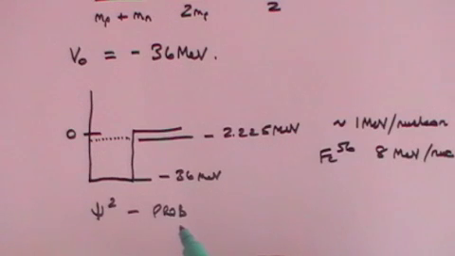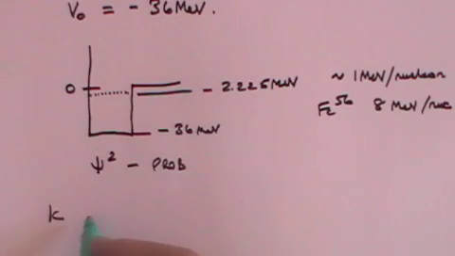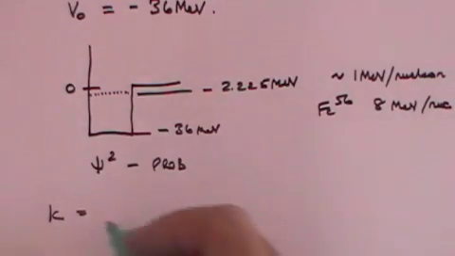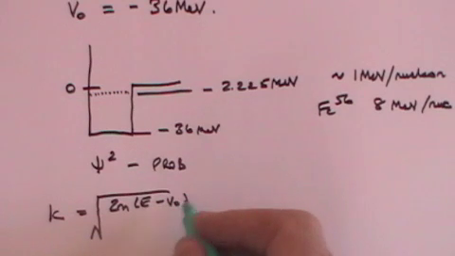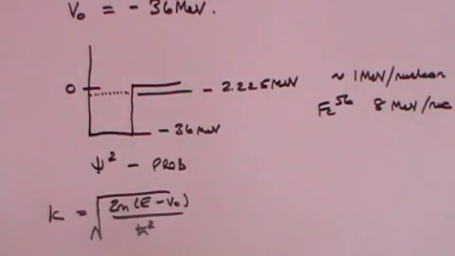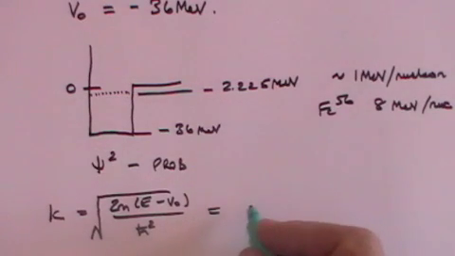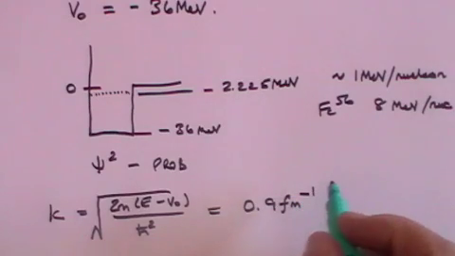It's a postulate of quantum mechanics. You can't prove it, but it works. So let's see if we can do that. First of all, let's see if we can work out what K is. K is the square root of 2m into E minus V naught divided by h bar squared. I did this on my spreadsheet, and I found that that comes to 0.9 Fermi to the minus 1.